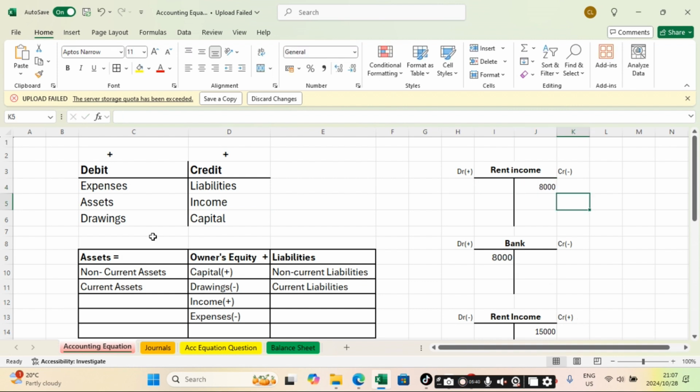Bank is part of our assets, and assets increase on the debit side. Hence we're going to have this 8,000 on the debit side. So this is why we have account debited and account credited.